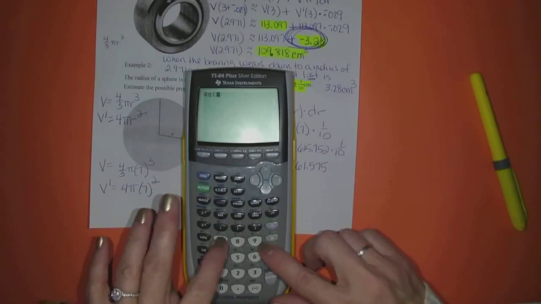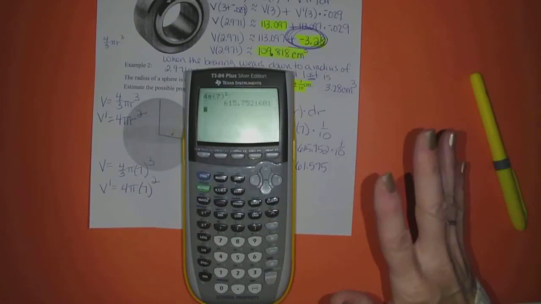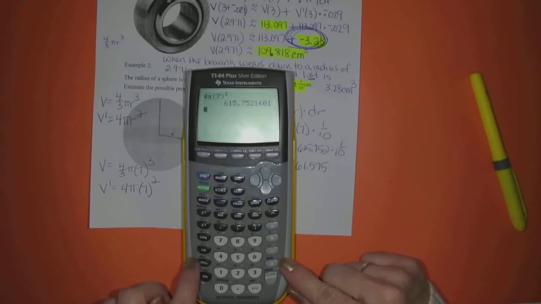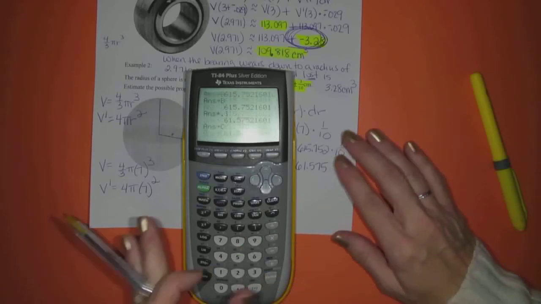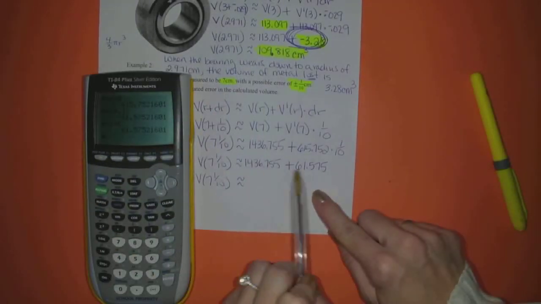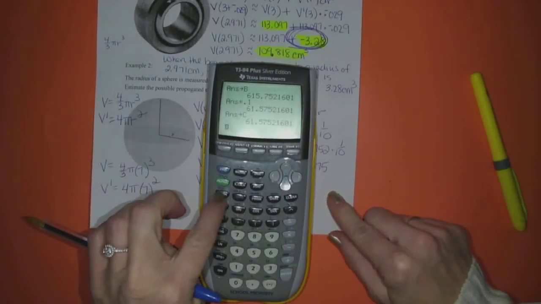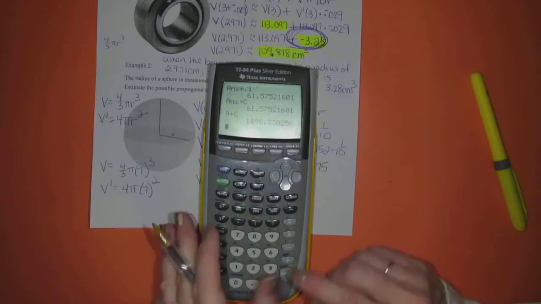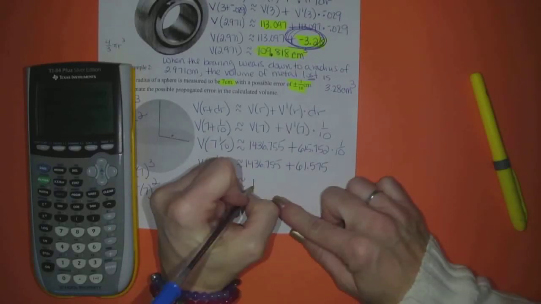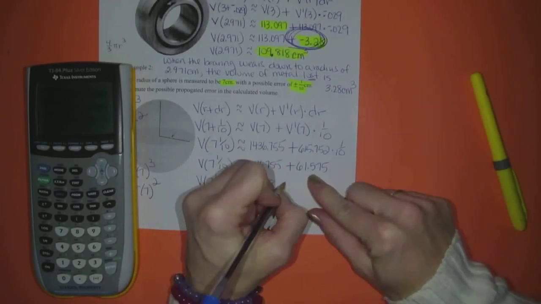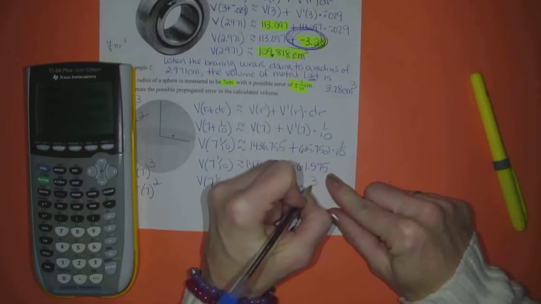4 pi times 7 squared. I should have stored that in B. Now, multiply that by 0.1. There we go. I'll store that in C. Okay, so I have to basically add A to C now. So A plus C. Okay, 1498.33. That's this calculation. 1498.33 cubic centimeters.